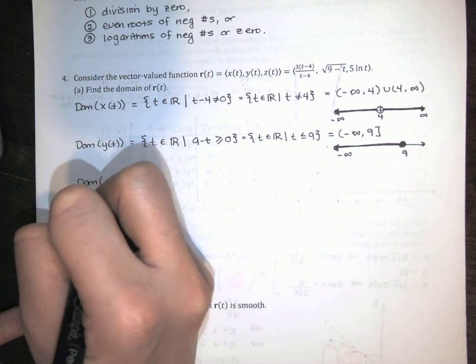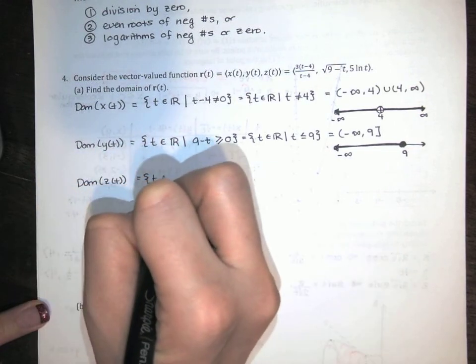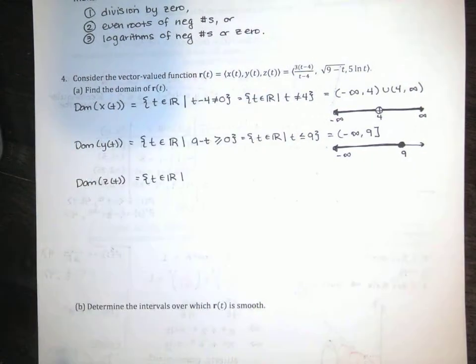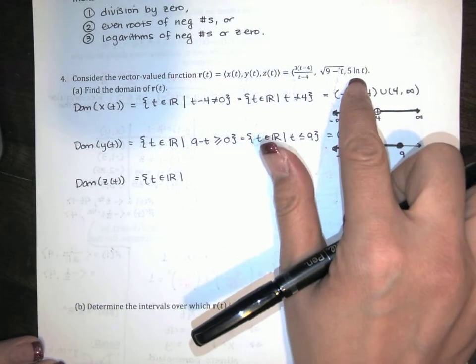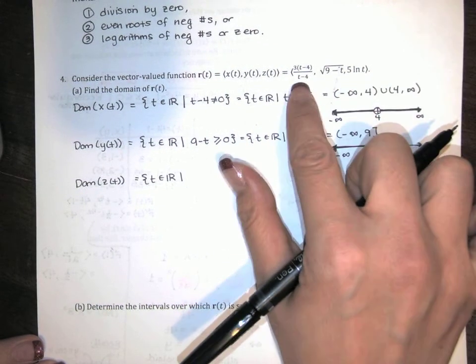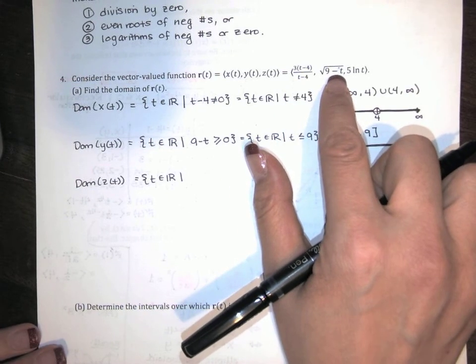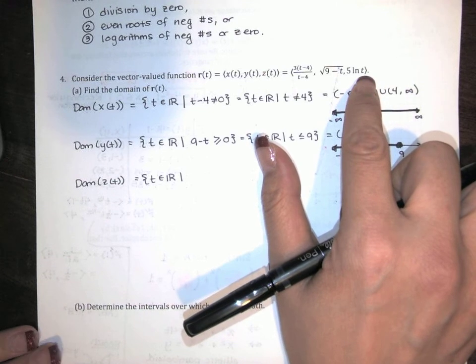Okay. Now for the domain of z of t, we're looking for all real numbers t such that we don't divide by 0, we don't take even roots of negative numbers, and we don't take logarithms of negative numbers or 0. I'm not in danger of dividing by 0 like I was with x, and I'm not in danger of taking an even root of a negative number like I was with y, but with z, I've got a logarithm.